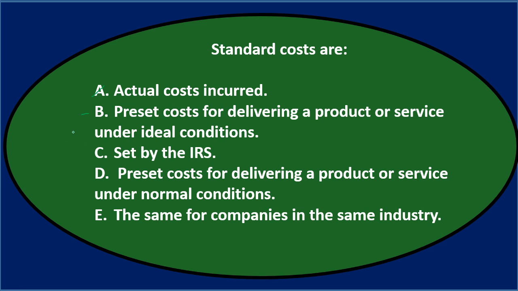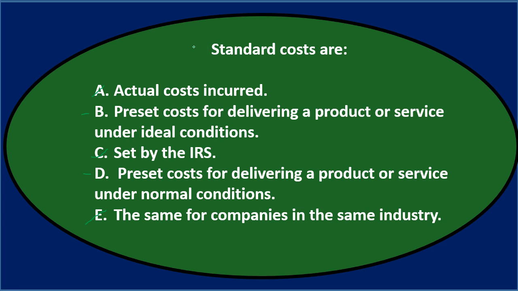C says set by the IRS. Now, anything that's going to be set by some kind of regulatory agency, whoever that agency might be, with regards to managerial accounting isn't normally the case, because managerial accounting is typically for internal decision making. So I'm not going to say it's C, you're going to cross out C. D says preset costs for delivering a product or service under normal conditions. Now, note that B and D are very similar. We have very similar scenarios between B and D, and therefore we might think that it would be one of those two answers. E says the same for companies in the same industry. And I'm going to say probably, it might be similar, but probably not D or E.